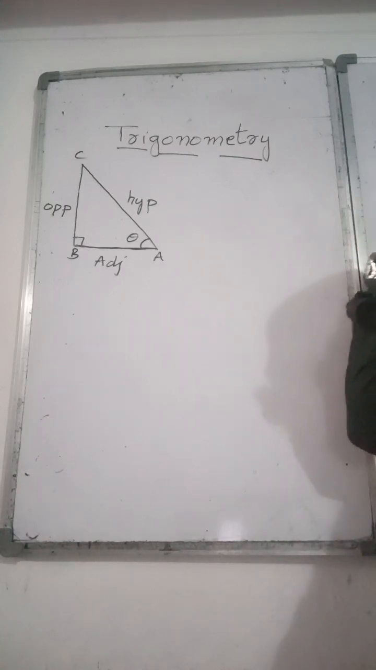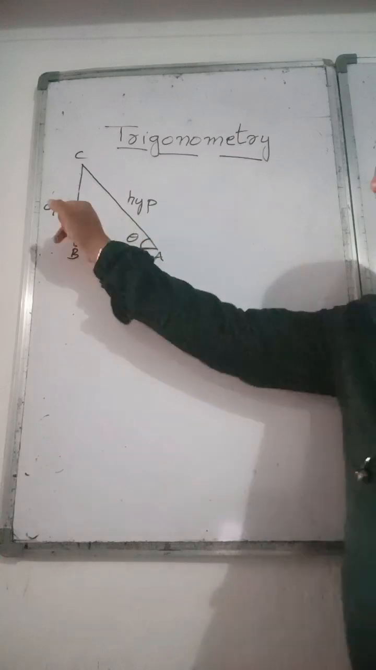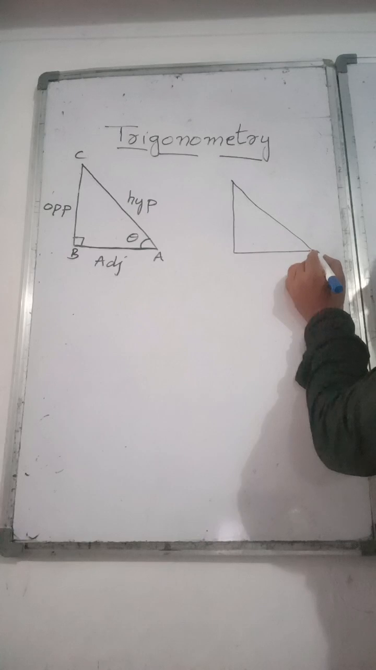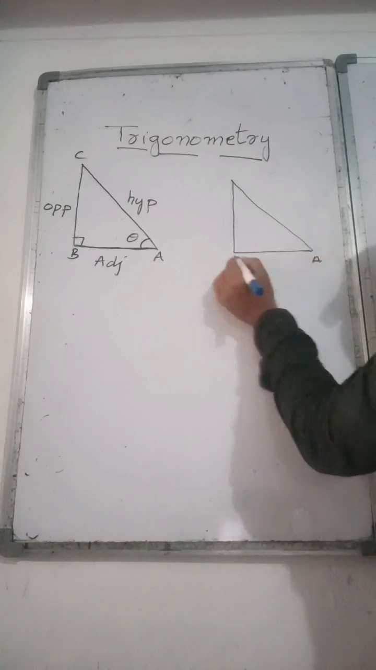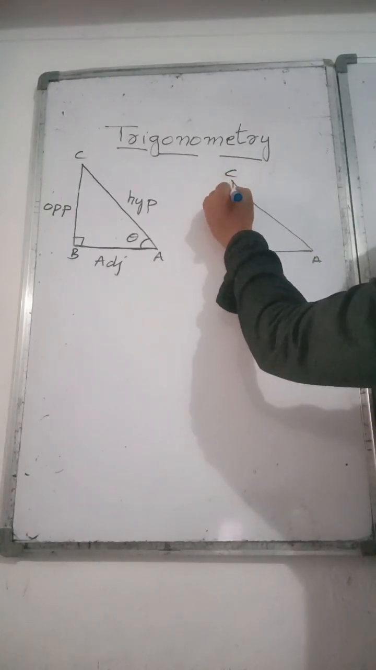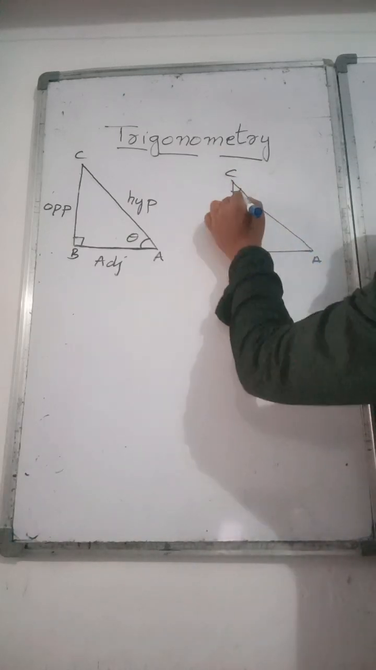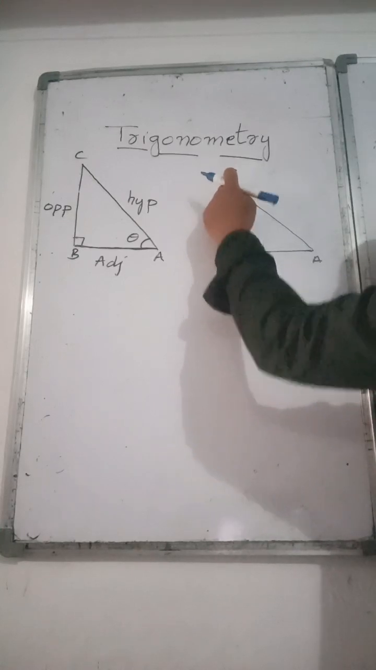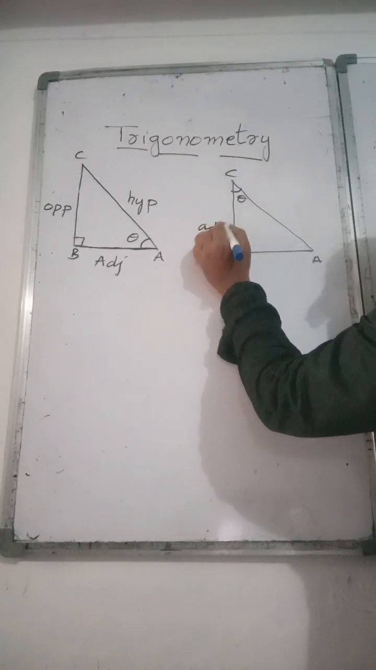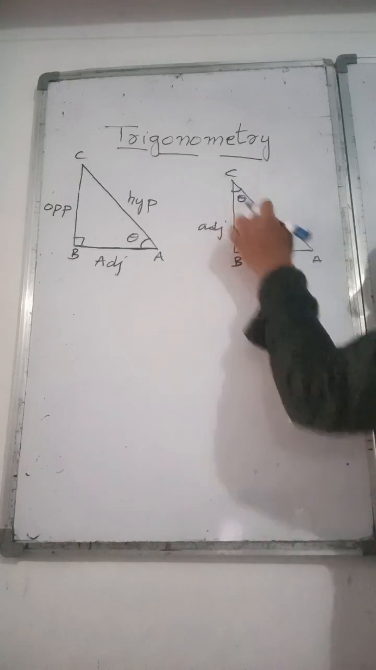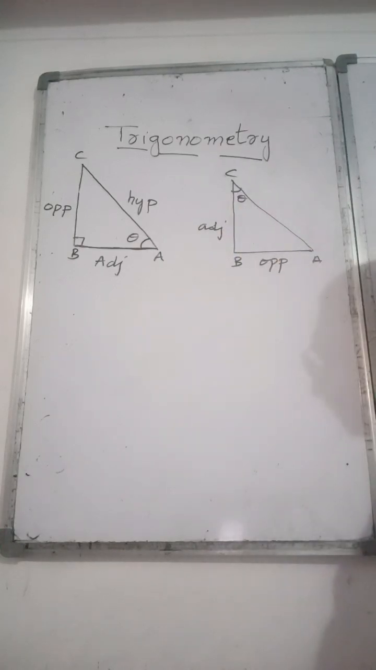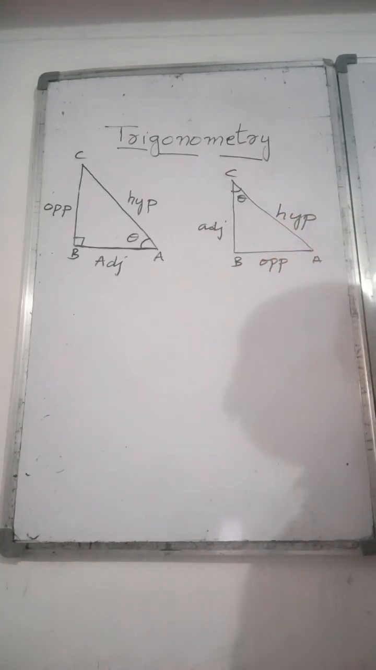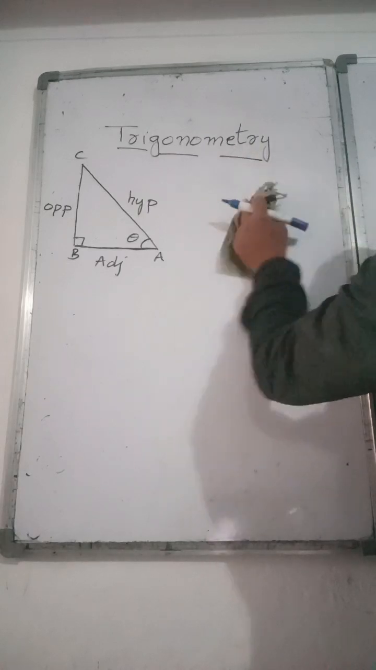So here we have to remember these sides: adjacent, opposite and hypotenuse, but we should not be confused if the angle is given elsewhere. For example, this is A, B, C. If theta is given here, then this is the adjacent side of this theta, so it will become adjacent and this will become opposite, because this is the opposite side of the given theta. And as usual, this is the hypotenuse. Okay, so we are going by this triangle.